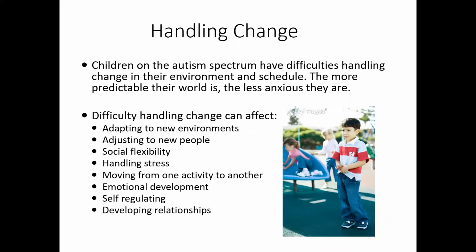So we can help them with adapting to new environments. So difficulty handling change, it can affect these areas, and then these are areas that we can in turn help the autistic person with. Adjusting to new people, having social flexibility, handling stress, moving from one activity to another, emotional development, self-regulating, and developing relationships.